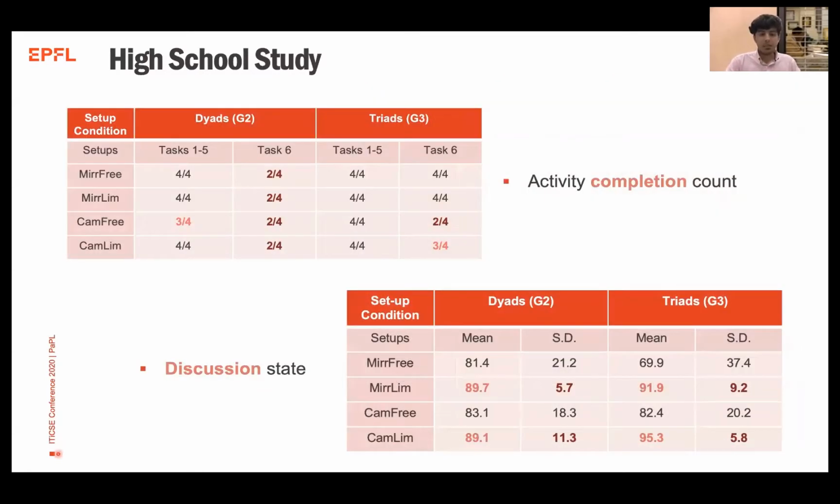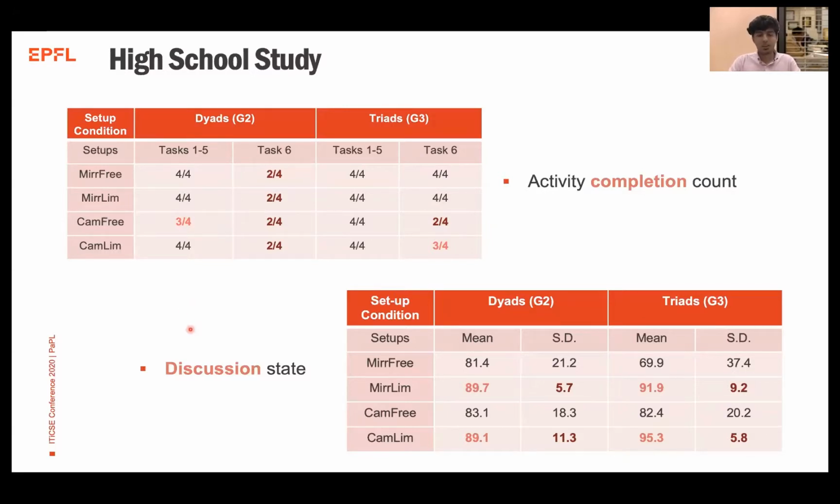As a result, we found that triads were more successful in completing all tasks as compared to dyads, where only half of them were able to do so. And when comparing the camera configuration, we found that the mirror configuration was more suitable for completing the tasks for triads as well as dyads as compared to the webcam configuration.